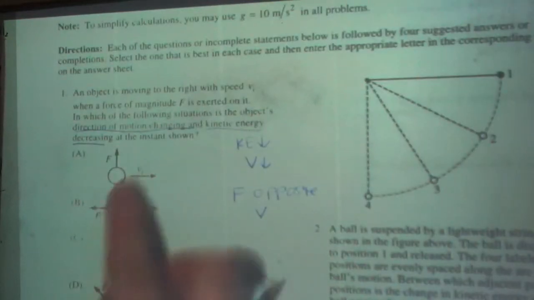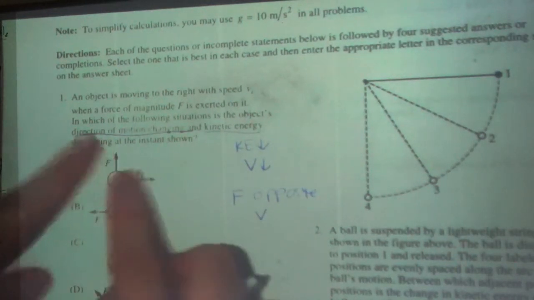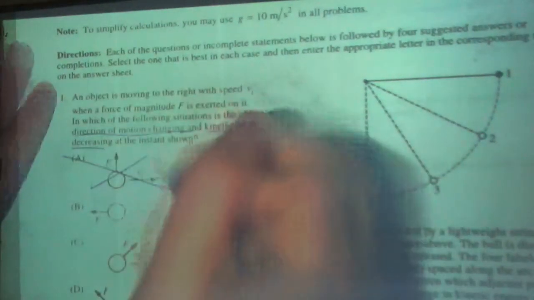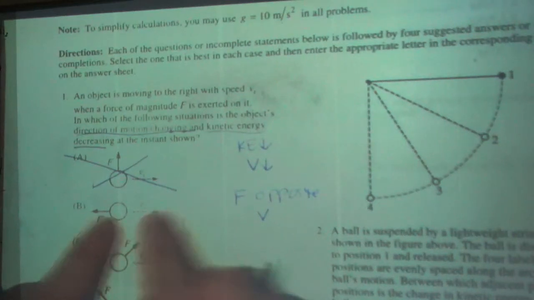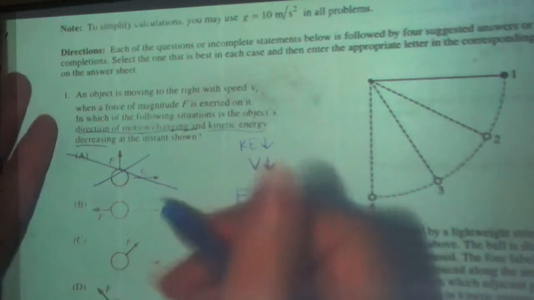So here, this one would definitely make it change directions, but it wouldn't make it slow down at all. It would just add an acceleration, add a velocity upwards, so that doesn't make sense. B, this would just make it slow down. It wouldn't make it change directions because it would just start slowing down at the instant shown. It wouldn't turn around just yet, so that's not B.